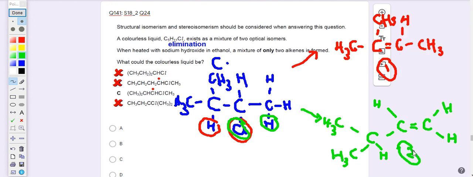So the elimination of C molecule will only give us two alkenes. Just now it was 3 for B, now 2 for C. So the question says, when heated with sodium hydroxide in ethanol, a mixture of only two alkenes is formed. So the answer is C.